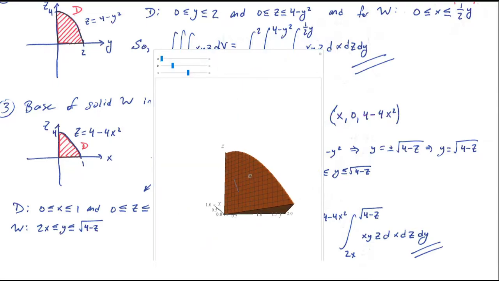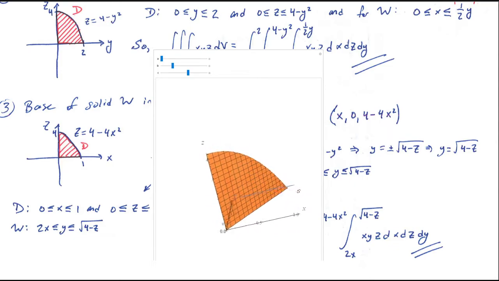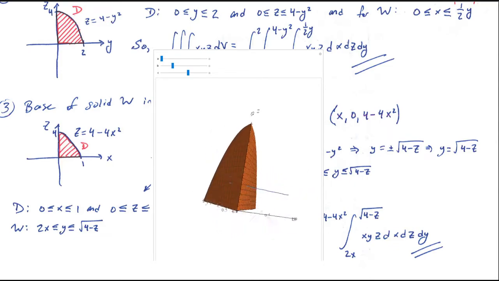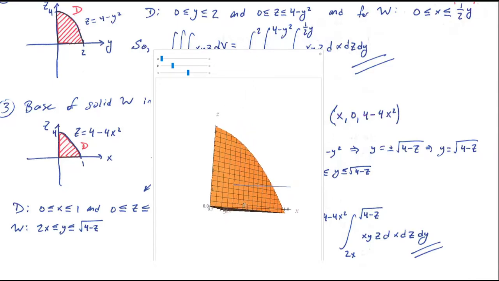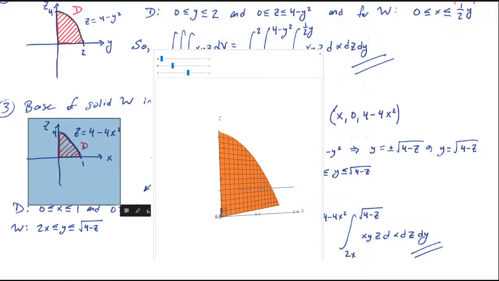So the projection of that cylinder onto the xz plane, let's go ahead and see here. So xz plane, let's make x going that way. If we project it onto that plane, we get something like that. So we get the same shape that we have drawn right here. We get the same thing. So that's correct.